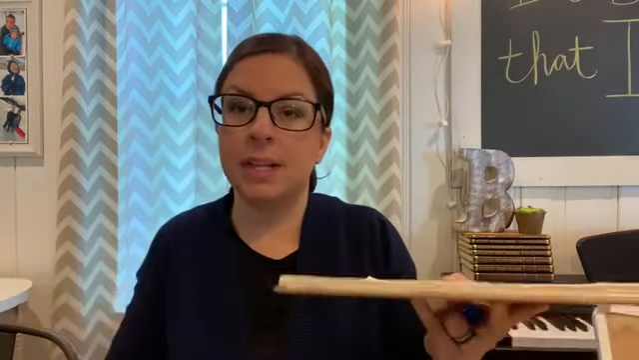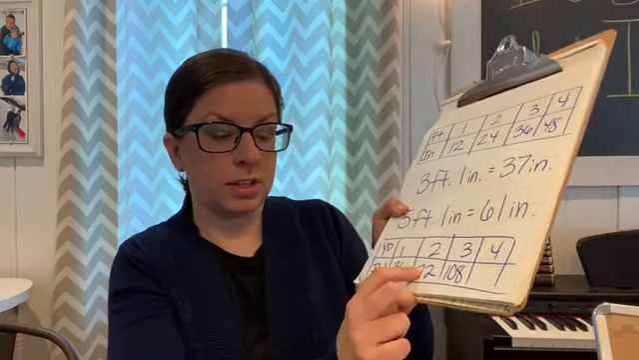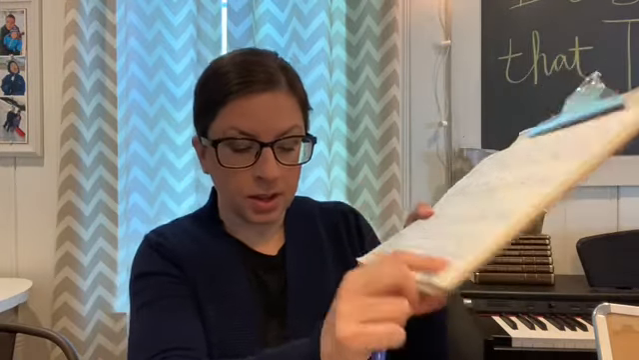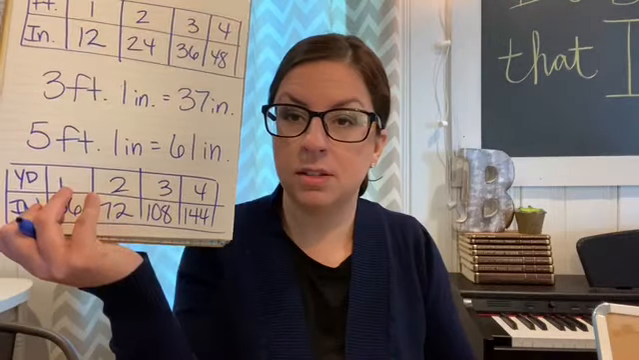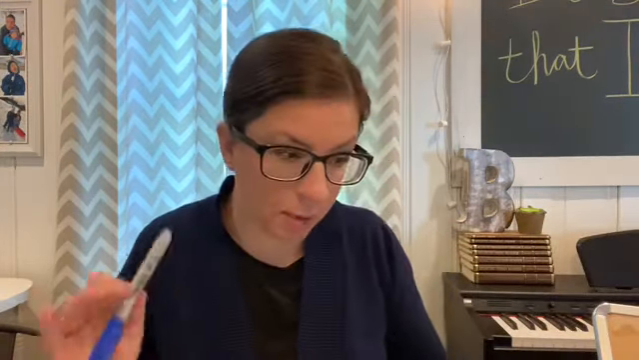So 36 times 2, or 36 plus 36, would be 72. So there's 72 inches in 2 yards. 3 would be 108, if you do 36 plus 36 plus 36. Plus 36 would be 144. So in 4 yards, it would be 144 inches. So that makes it easy to figure out how many inches are in how many yards.